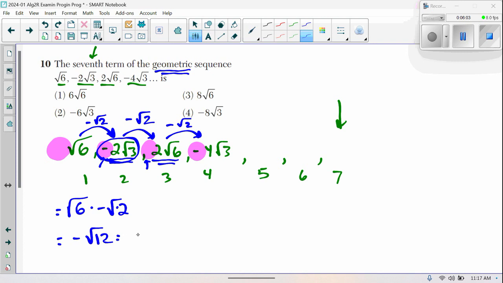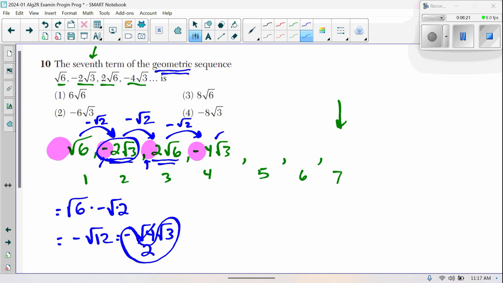Well, radical 12, keep the negative, is radical 4 times radical 3. And radical 4 is 2. So it's negative 2 radical 3. So it does work. So I can keep on multiplying each one of these times a negative radical 2.